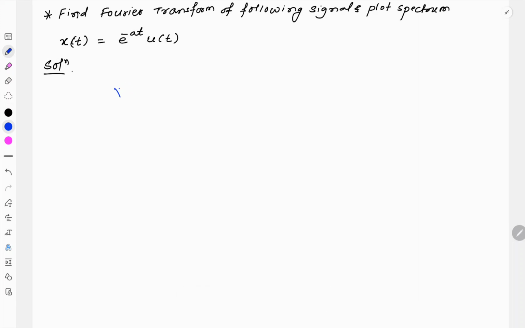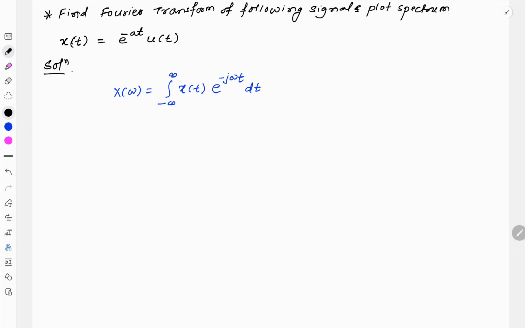So we know that for Fourier transform, X of omega is given as integration from minus infinity to plus infinity x of t into e raised to minus j omega t dt. So we are supposed to add the value of x of t in this integration, which is given as e raised to minus at u of t, and simplify the integration to get X of omega.